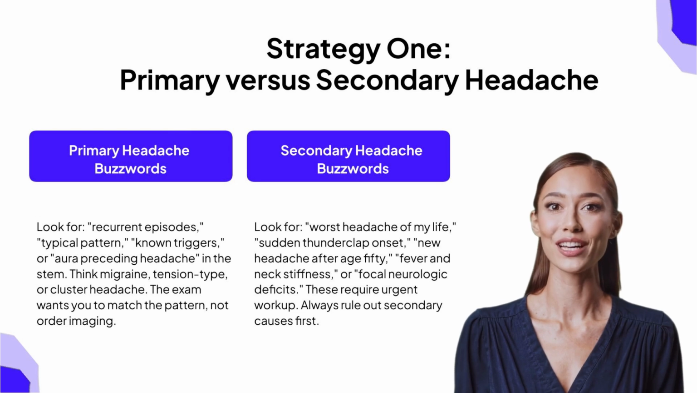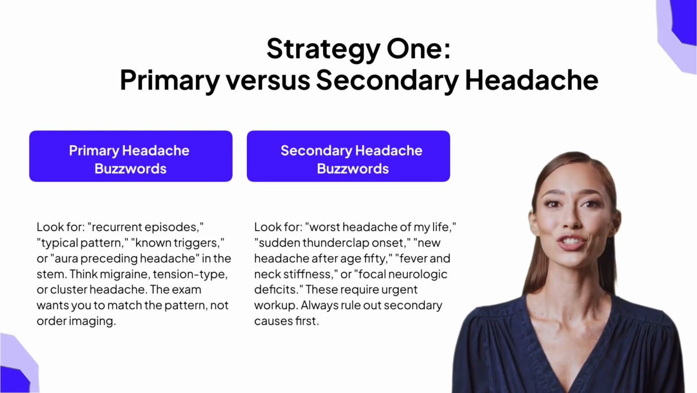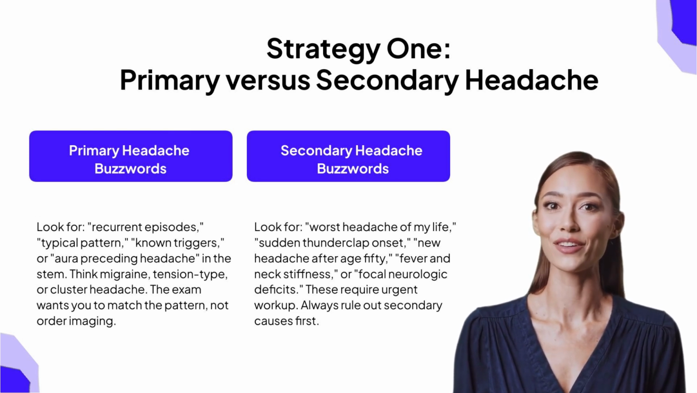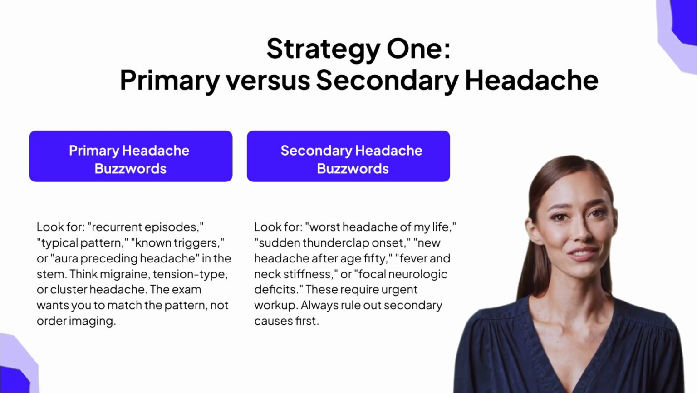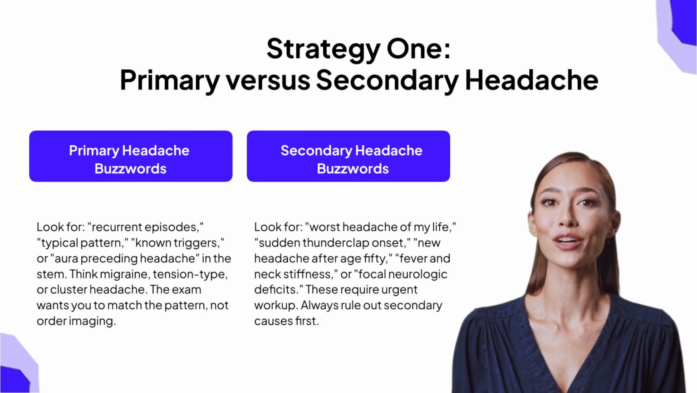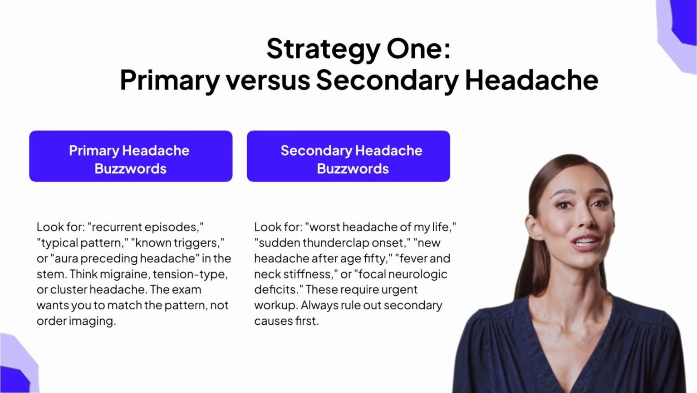This is your first and most important strategy. When you see a headache question, your brain should immediately sort it into primary versus secondary. Primary headaches have recurrent patterns and typical features. The stem will give you words like recurrent episodes, typical pattern, and known triggers. These point toward migraine, tension type, or cluster headache.